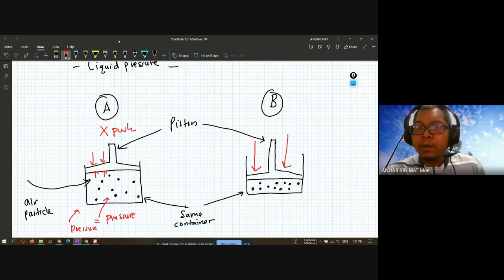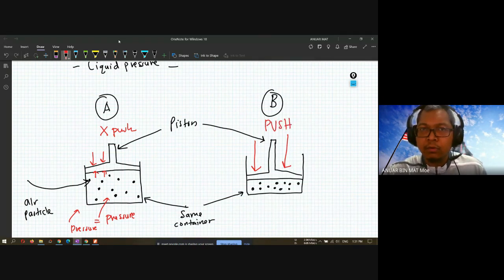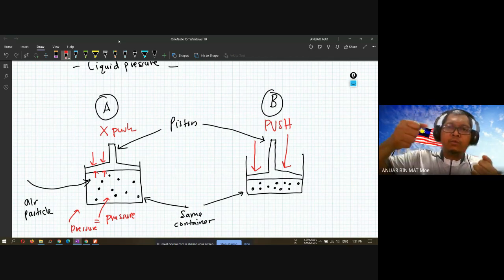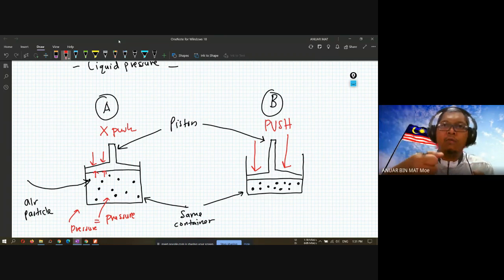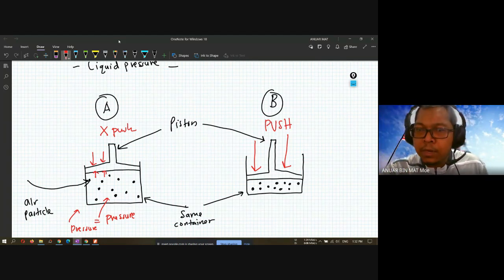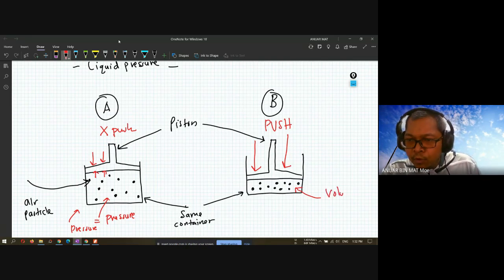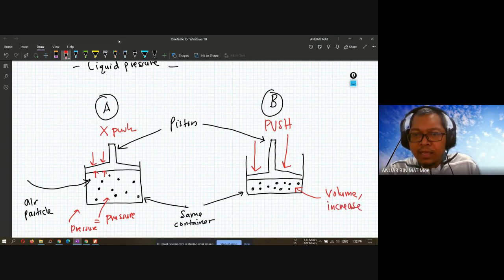So what happened if I push the piston down? If I push the piston down, never mind, by using our hand, by using the hydraulic or whatever, I push the piston down. What happened to the volume inside? What happened to the volume? The volume is decreased. You must remember the volume of air inside the container will decrease, and then if the volume decreases, what happened to the air pressure?